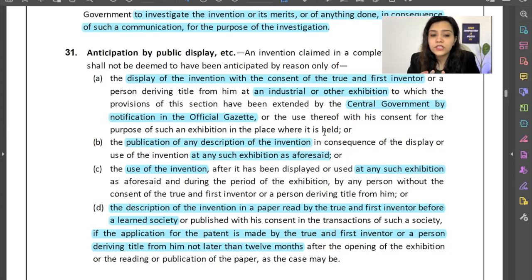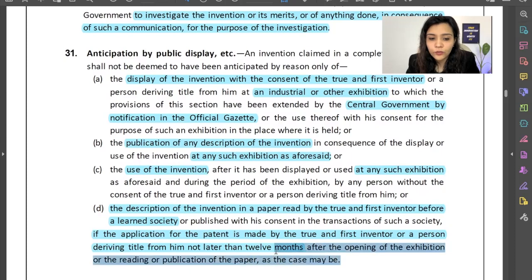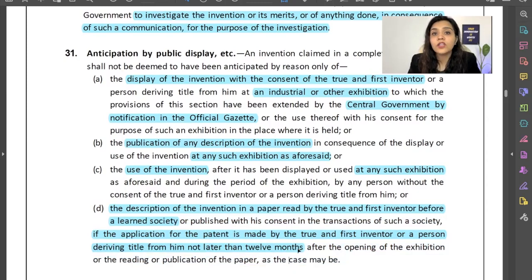So firstly, I think I should tell you that we should start with the bottom of this section, which says that whenever we have an exception in this case, like in the case of public display, it has to happen within 12 months. It cannot be more than 12 months before the date of filing, because it says a learned society or published with his consent in transactions of such society. If the application for patent is made by the true and first inventor or a person deriving title thereof from him, not later than 12 months after the opening of the exhibition or reading or publication of paper, as the case may be.